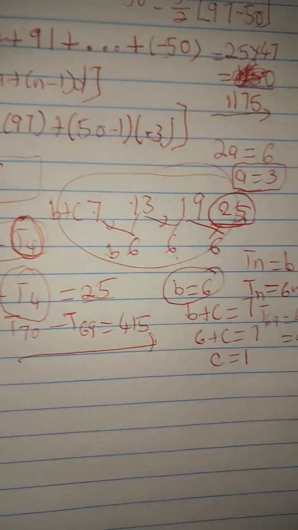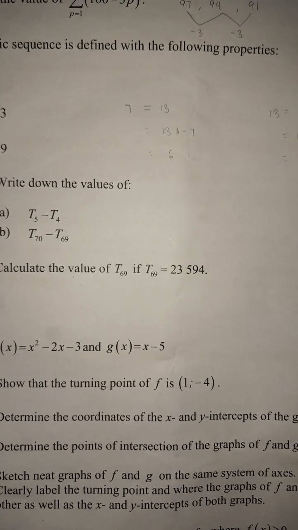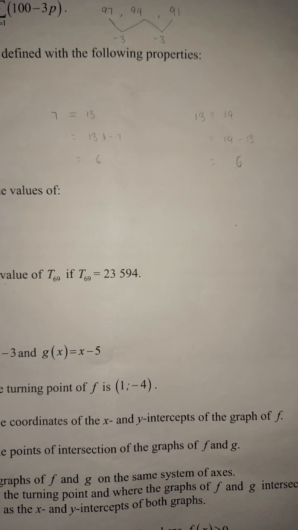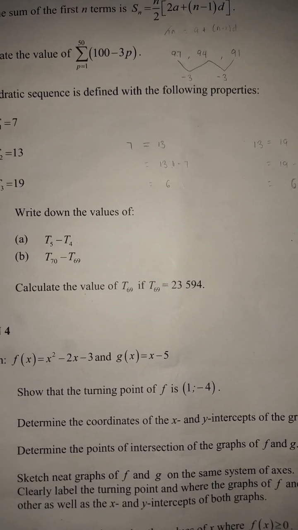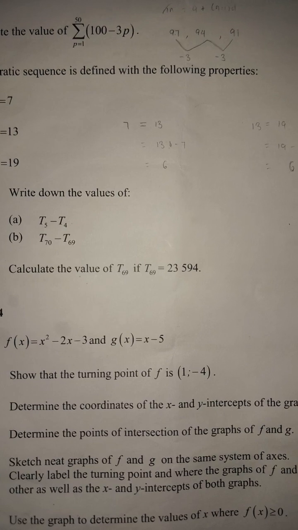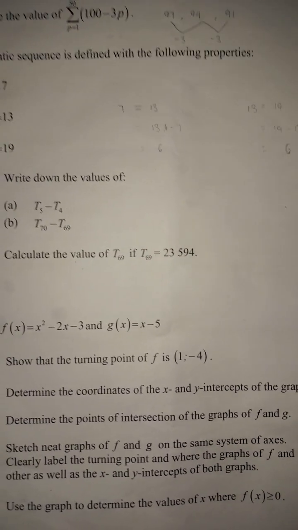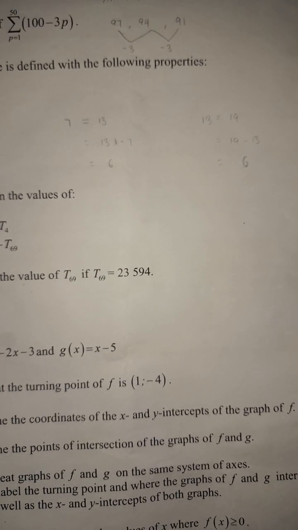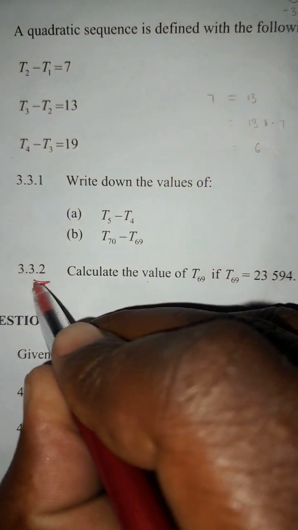Okay. So let's go to 3.3.2. Calculate the value of T69 if T69 is 23,594. To me, this question doesn't make any sense, guys. It doesn't make any sense. Unless they gave us something here, but they want us to get the value of T69. Hence, the value of T69 is also given as 23,594. That doesn't make any sense. So that means there might be an error in this question.